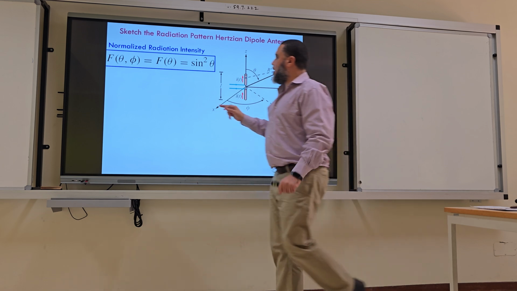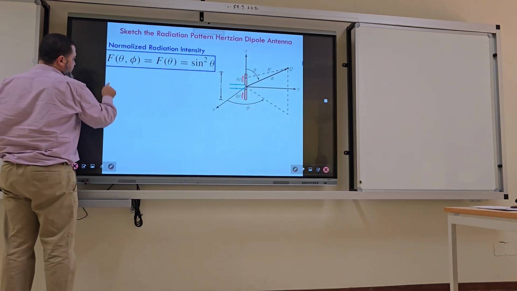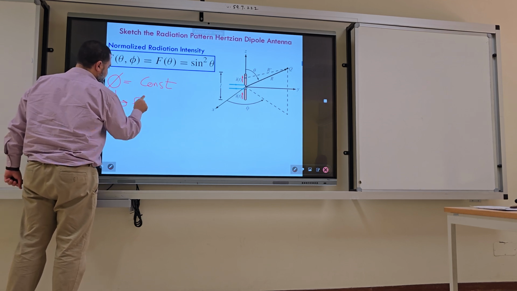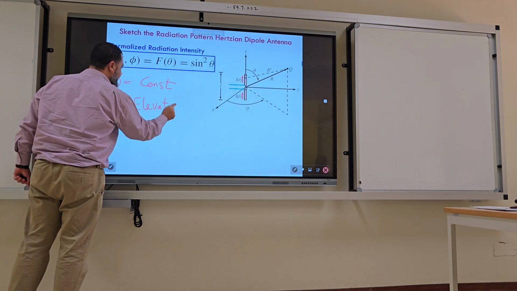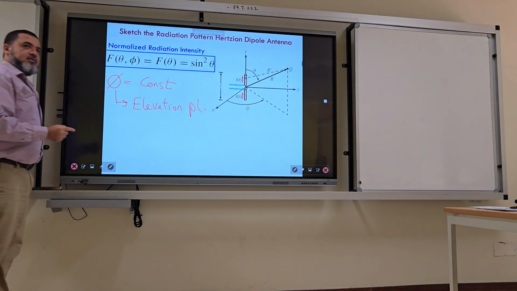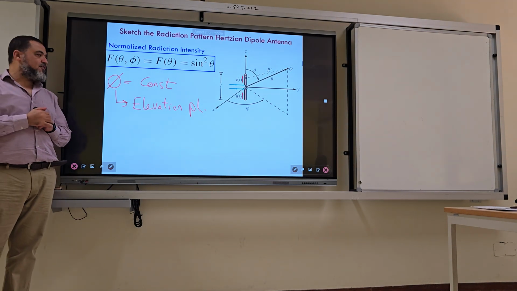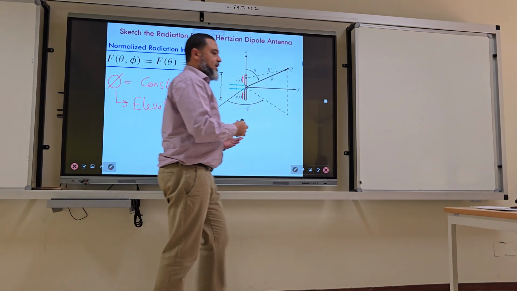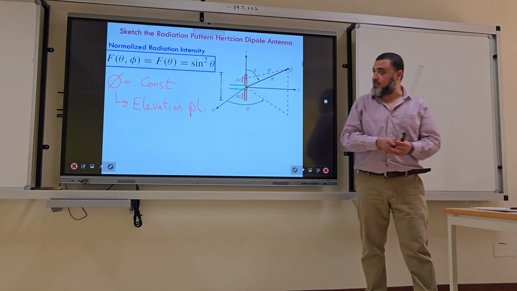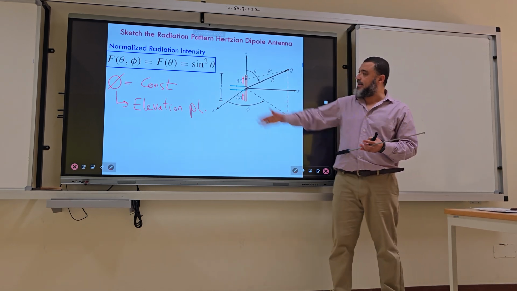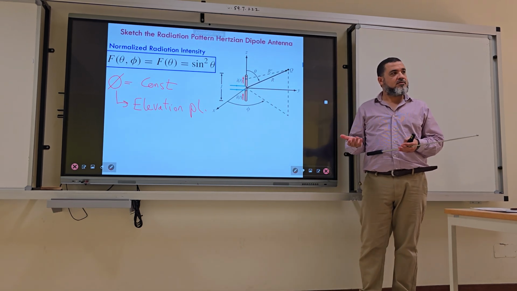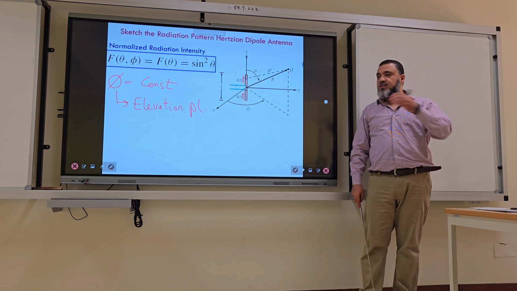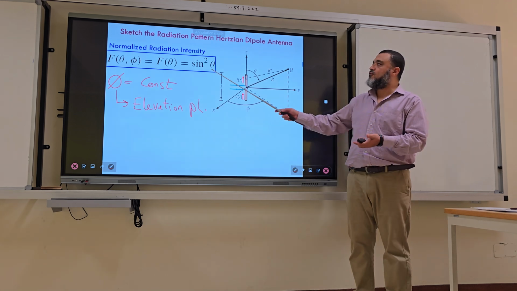90 degrees. So when phi is constant, this is called the elevation plane. The elevation plane is the plane where phi is constant. So what I did is the radiation pattern in the elevation plane. For any constant angle phi, say phi is 40 degrees in this plane, what should be the radiation pattern? Should it be different from what I did? No. It's the same. There is no phi here.